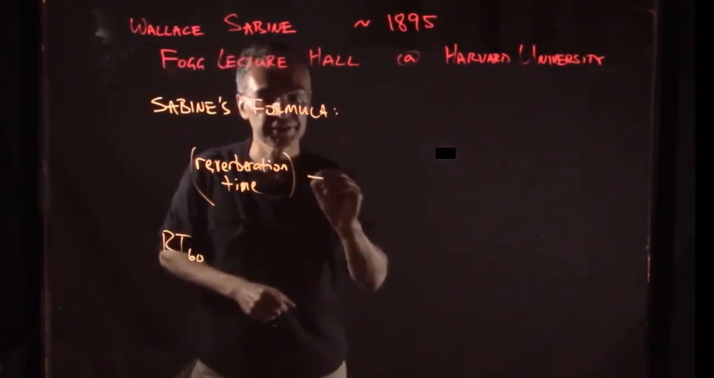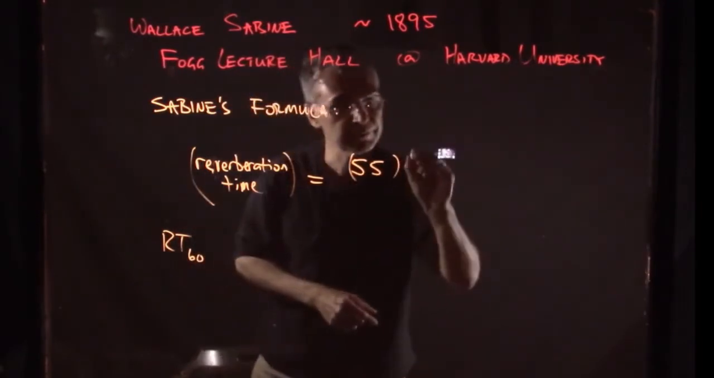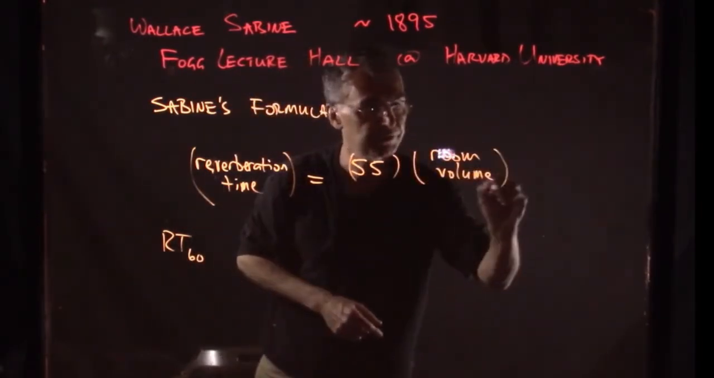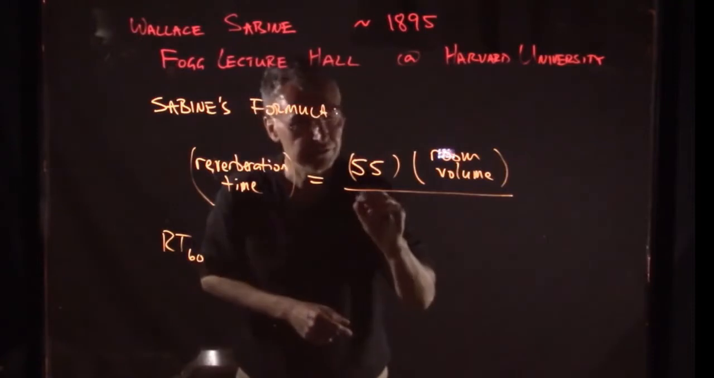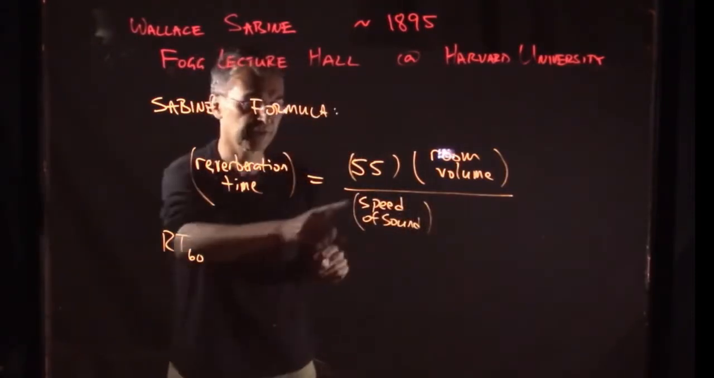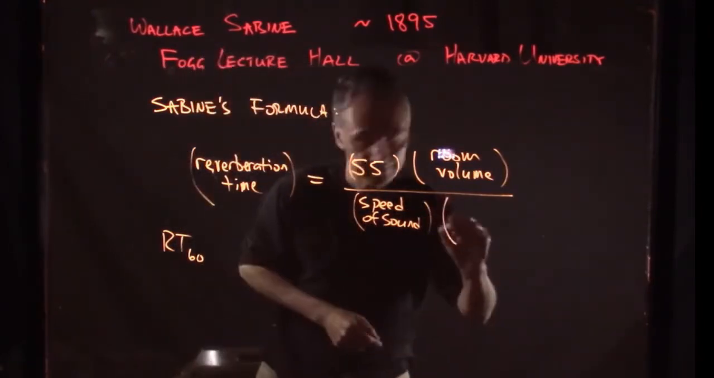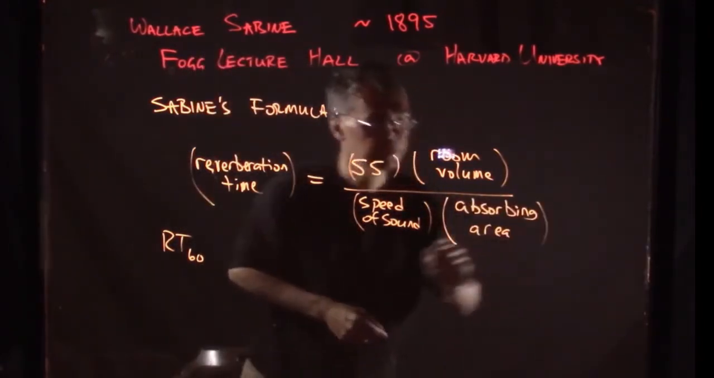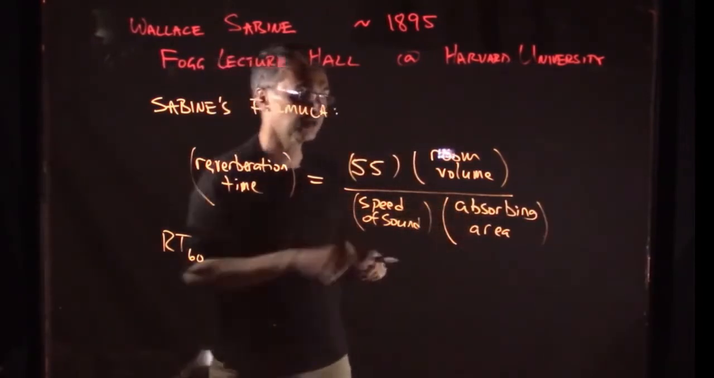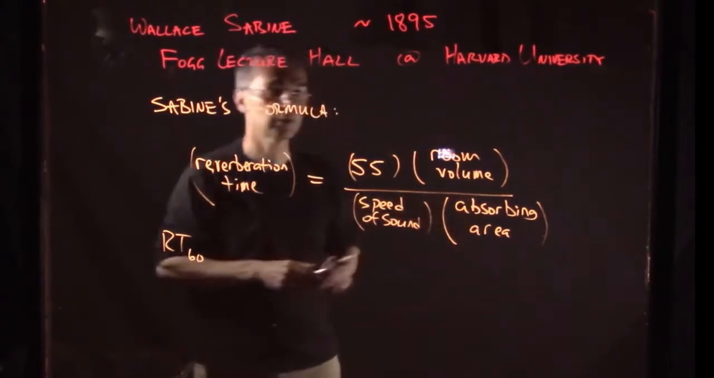The reverberation time is some numerical constant, which works out to be about 55, times the room volume, which you could measure in cubic meters or in cubic feet. And then there's the speed of sound, which you can measure in meters per second or in feet per second. So the speed of sound is about 343 meters per second, which is about 1,100 feet per second. And then times the absorbing area. The absorbing area is just measured in square meters or square feet, so it's area, but it's not exactly area, it's area weighted by how absorptive it is.